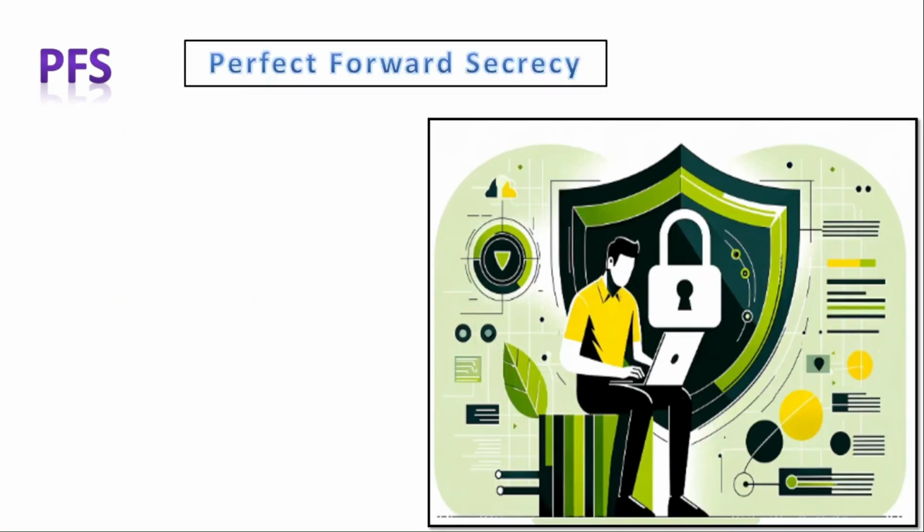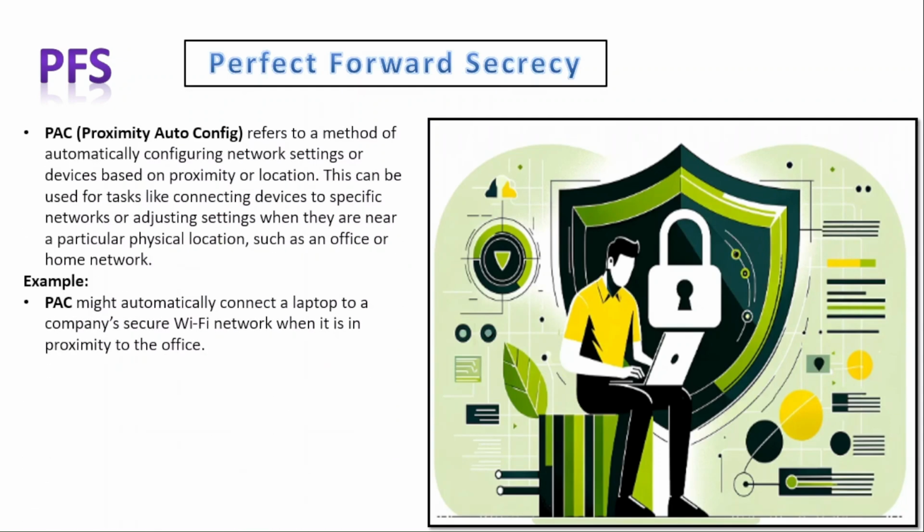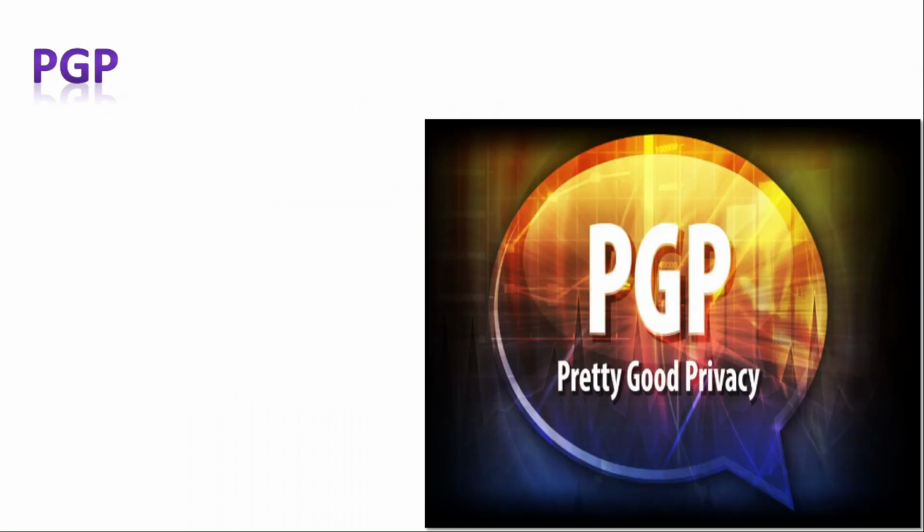PFS, that is Perfect Forward Secrecy. Sorry, this explanation is not for PFS. So PFS is basically used in VPN, particularly in IPsec, site-to-site VPN. And this is a technique to secure the data as well as prevent the data from replay attacks.